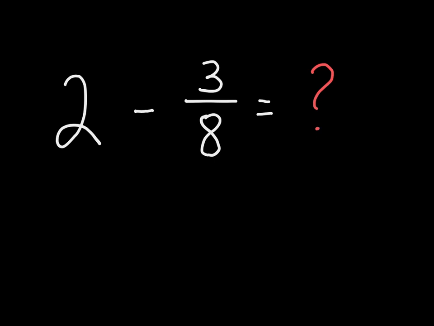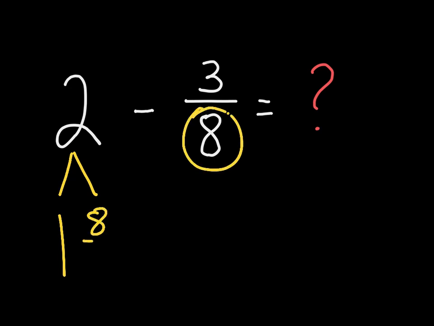All right, now we got 2 wholes, take away 3/8. So in this case, we want to break this guy up into 1 whole, and we have to identify the denominator, and that would be 8/8, because 8/8 is a whole. We have 1 whole plus another whole, and that is going to give us 2.